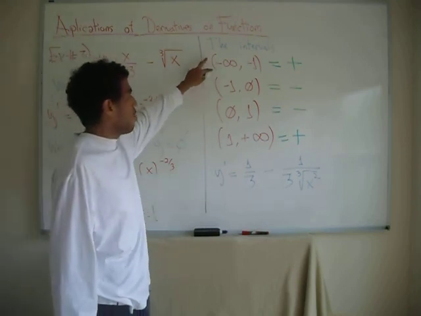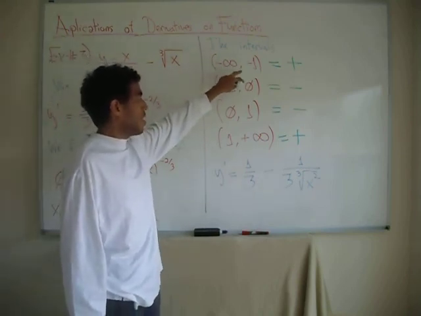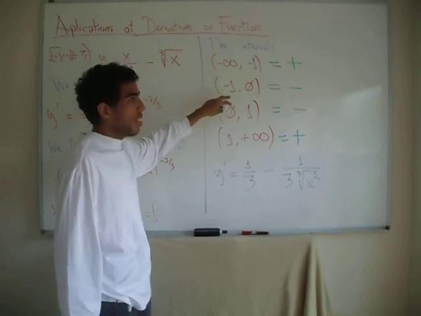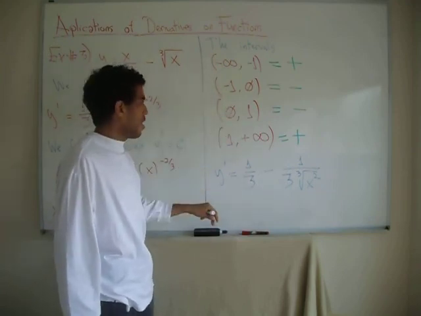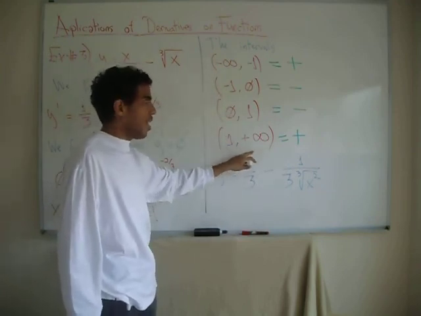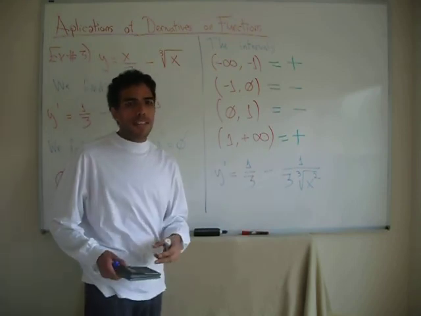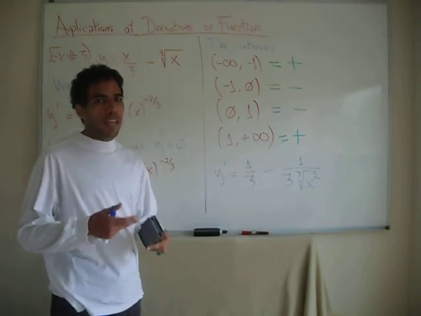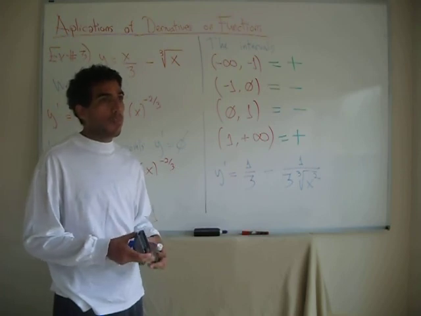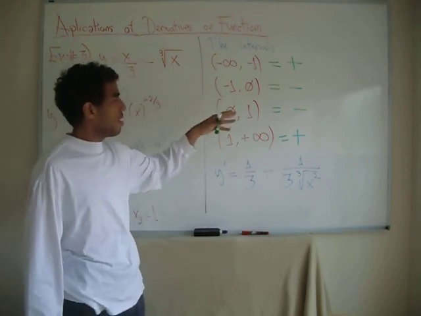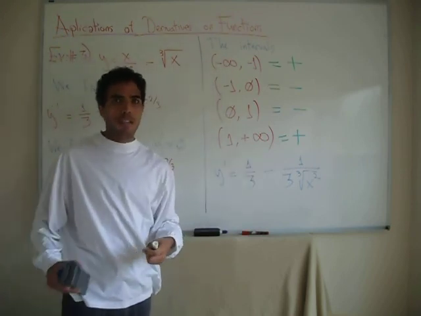Other than that, the function grows between minus infinity and minus 1. It decreases between minus 1 and 1. And then it grows again between 1 and infinity. Okay? The graph, like I said, for now I'm not going to worry about it. We will get to that in a further video. Right now we're just practicing application of derivatives to find how the function increases or decreases.